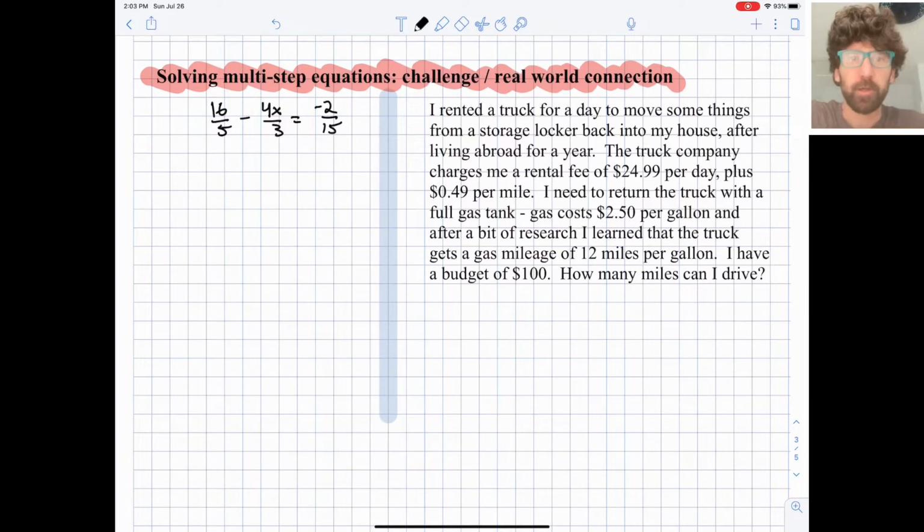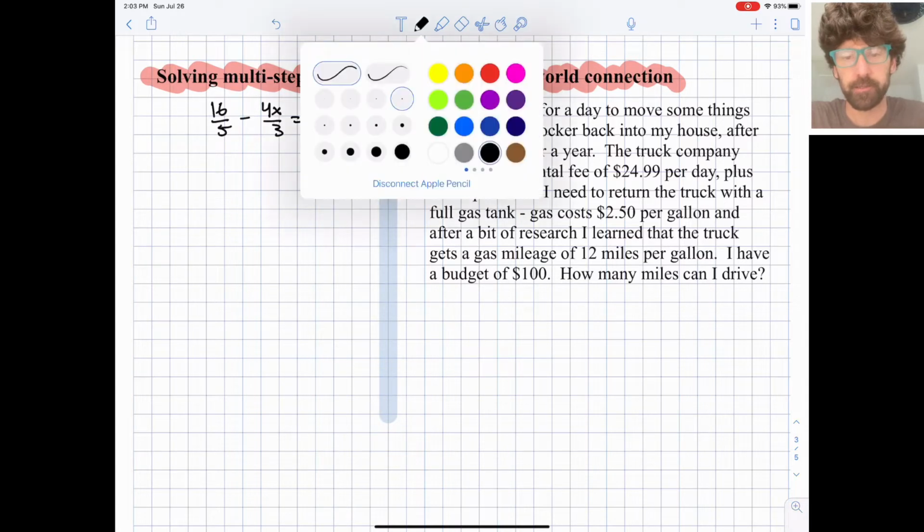All right, now we're going to look at solving multi-step equations by looking at a challenge and looking at a real-world connection as well. All right, so pause the video after you take a look at these. Maybe try them on your own first, but then let's go ahead and go through them together. So the first one that I want to look at here is this one on the left.